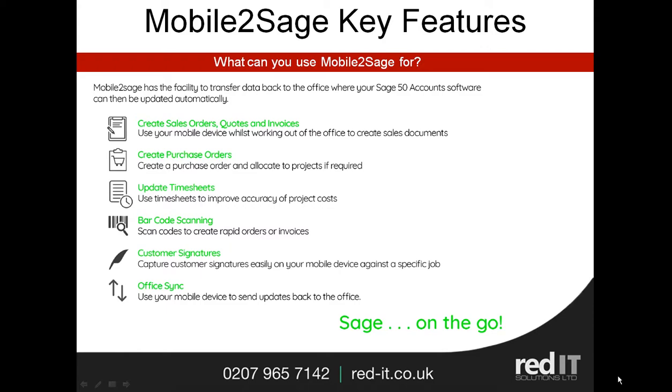The system then syncs with Sage back in the office, both in and out, so you can get the latest customer information, product quantities, product prices, things like that, as well as send information back to do with orders and products that you've created on the road. So in short, Mobile2Sage is Sage on the go.